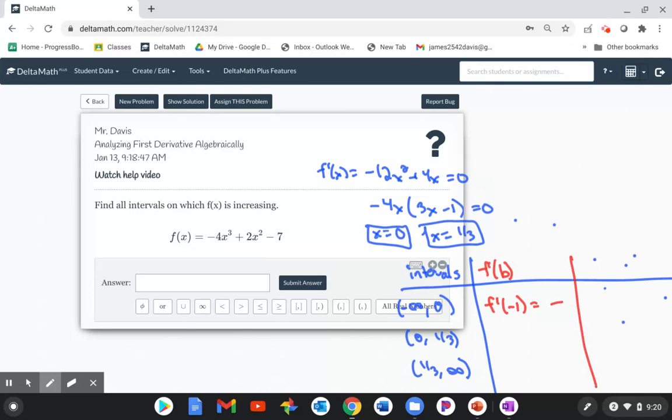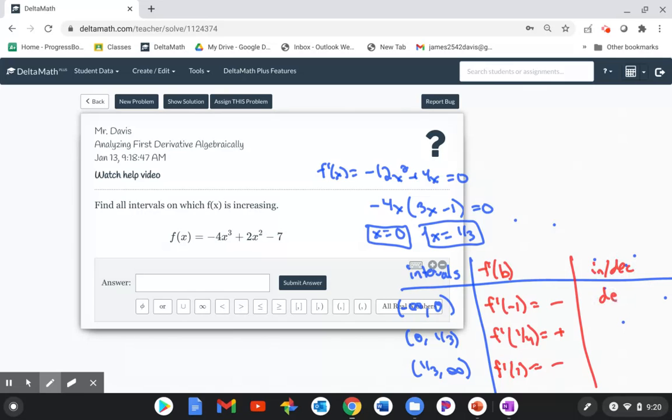And then f prime of, we got to choose a number between 0 and 1/3. So I'm going to go with like 1/4. It's a little bit less than 1/3. That is a positive. And then any number bigger than 1/3, so let's just say 1. And that gives us a -8. So then we can go ahead and identify increasing, decreasing.